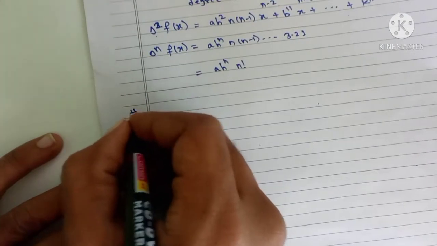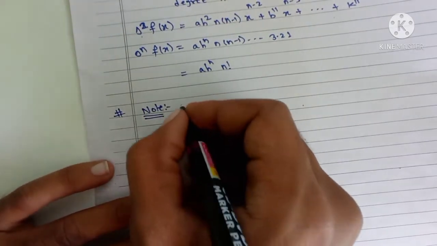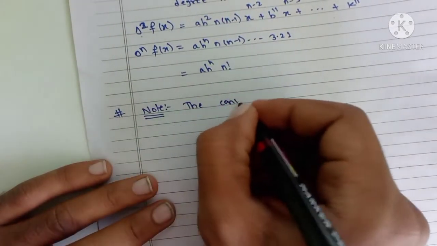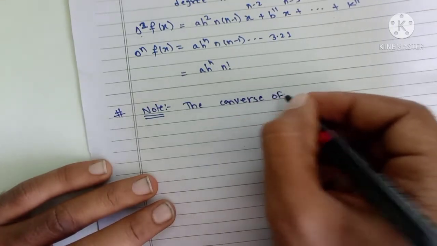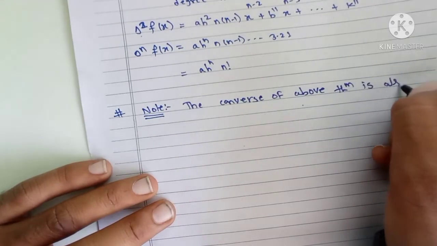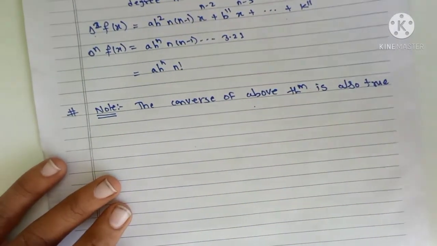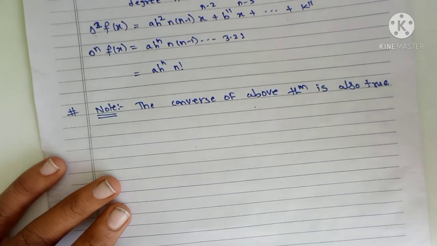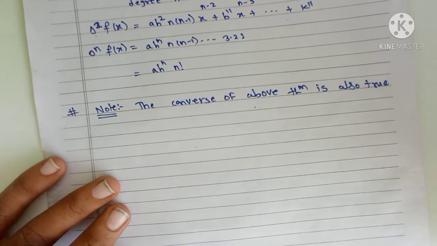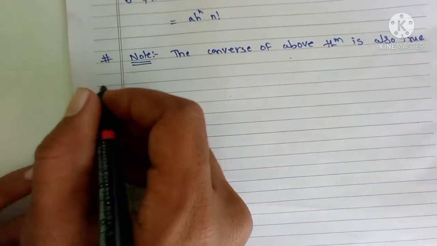Now write down one note. The converse of the above theorem is also true. The converse of the theorem says that if the nth differences of the tabulated function are constant when the values of the independent variable are taken at equal intervals, then the function is a polynomial of degree n. Now let us discuss some examples.